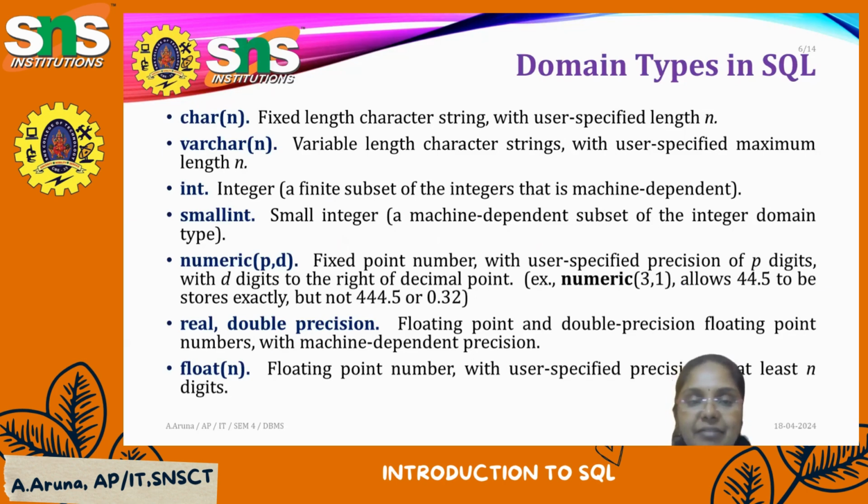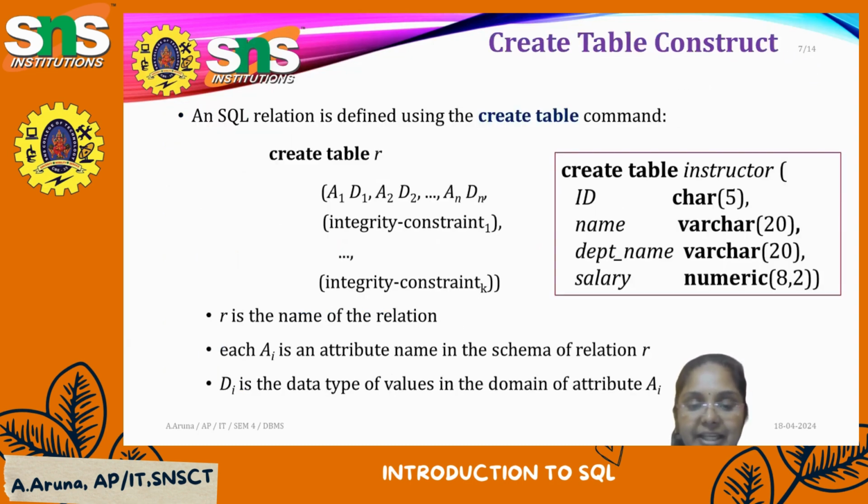In this we are using various types of attributes: char, varchar, int, smallint, numeric. If I use a number, I'm going to give only a single value. Numeric means going for double and floating point values, and also real and double precision, and I can also mention float. This is very similar to programming language data types.